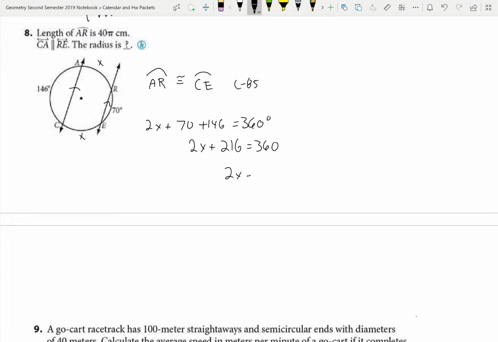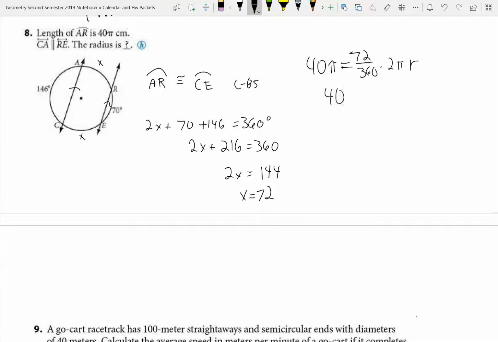Minus 216 from both sides, that would be 144. So x would be equal to 72. And that's going to mean we're trying to find the radius, and we know the arc length is 40 pi. So 40 pi equals 72 over 360 times 2 pi r. And we'll just solve for r.